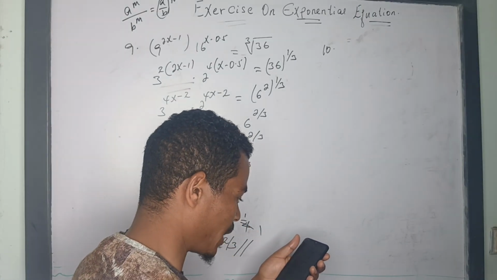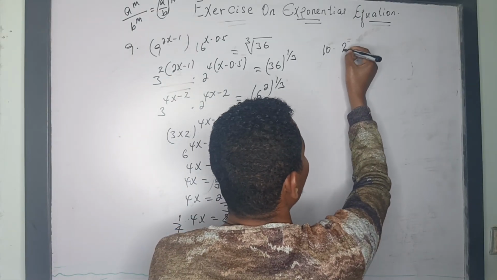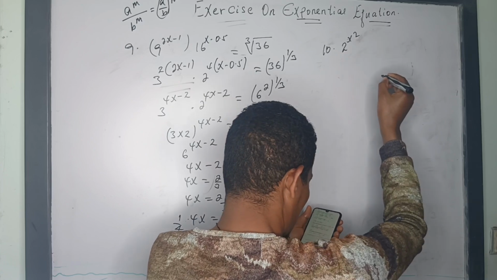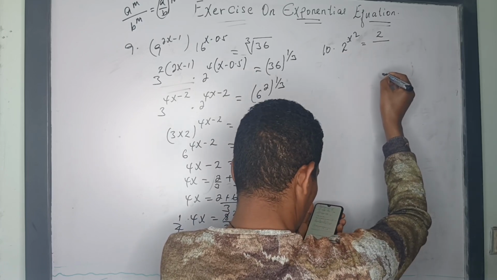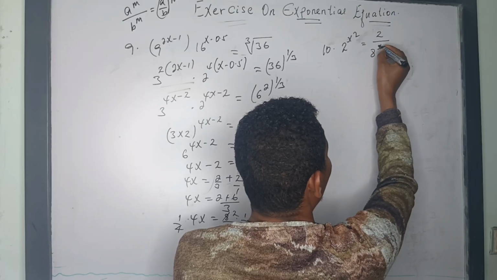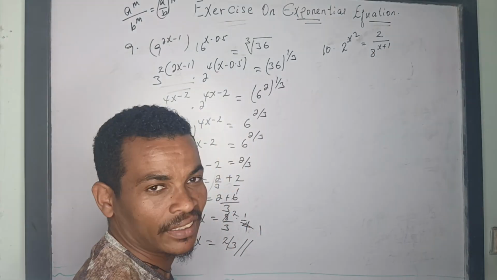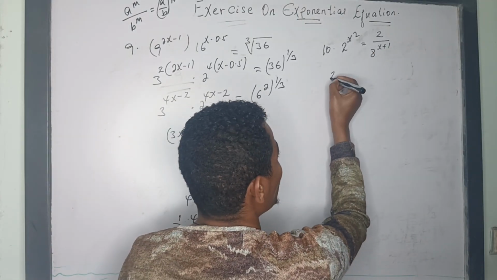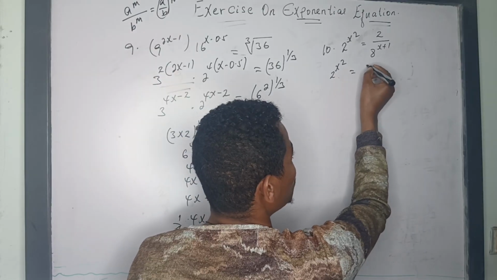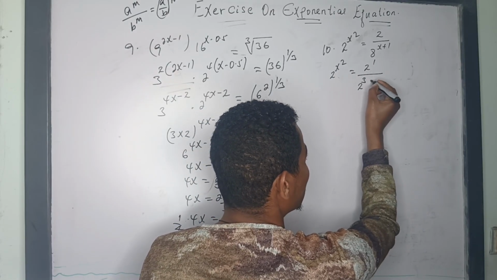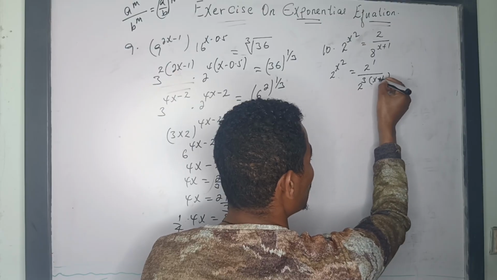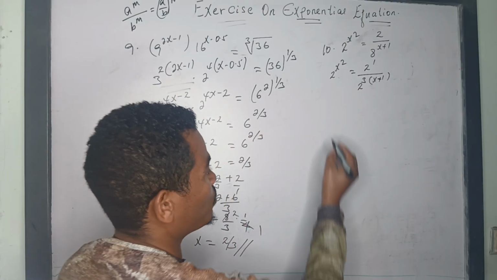Question number 10. The solution set of the equation 2^(x^2) is equal to 2 over 8^(x+1). What do we do here? 2^(x^2) is equal to 2^1 over 8, which is the same as 2^3 to the power of x+1.